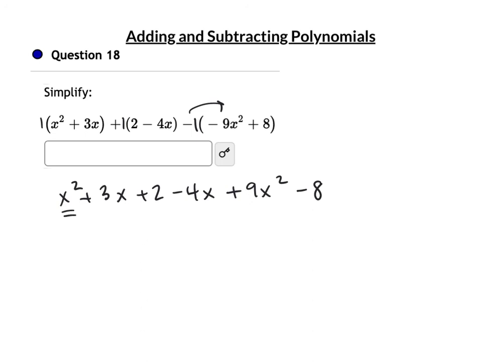X squared and 9x squared, those are like terms. There's one of them here and 9 there. That makes 10x squared. Positive 3x and negative 4x make negative 1x. And I don't need to put the 1. Positive 2 and negative 8 combine together to make negative 6.